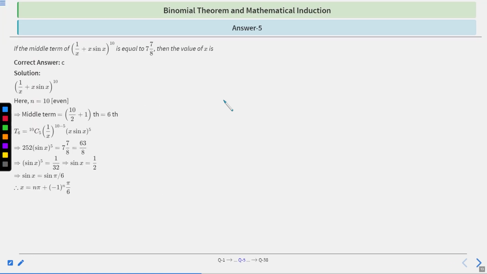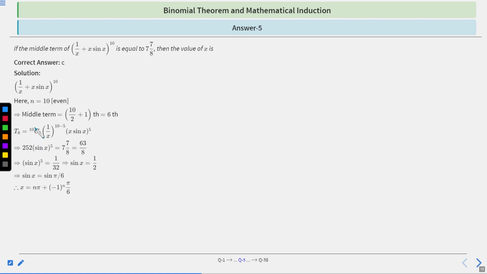Okay, let's move to the solution part. We have to find the middle term of this expression, right? Since n equal to 10, it is even. So the middle term will be the 10 by 2 plus 1th term, right? Which is equal to the 6th term. Clear? So let's calculate the 6th term.